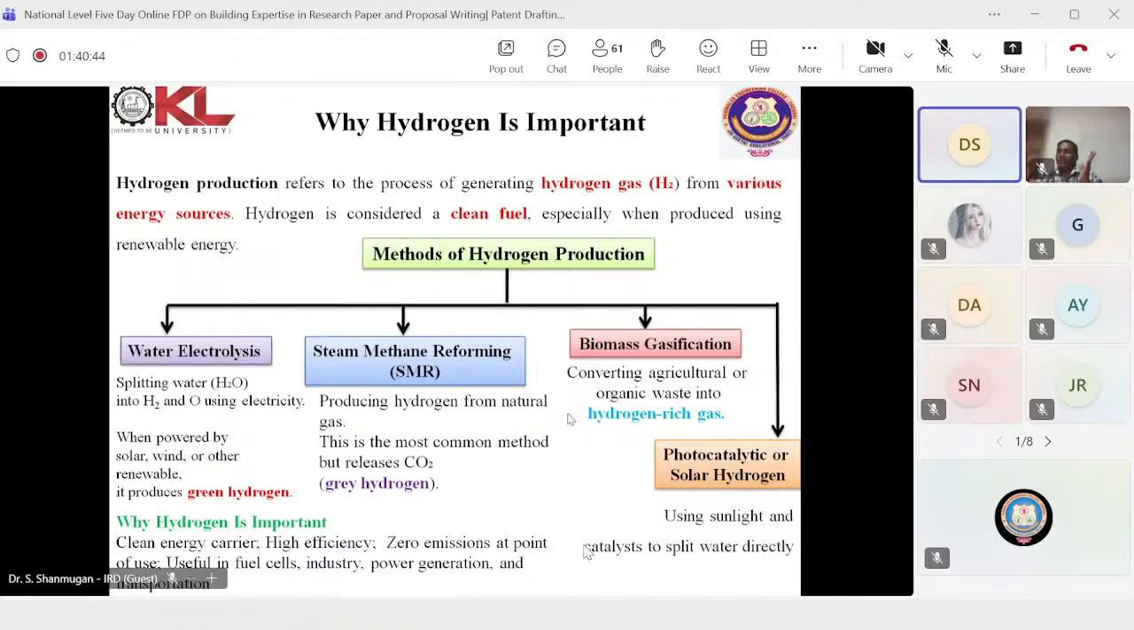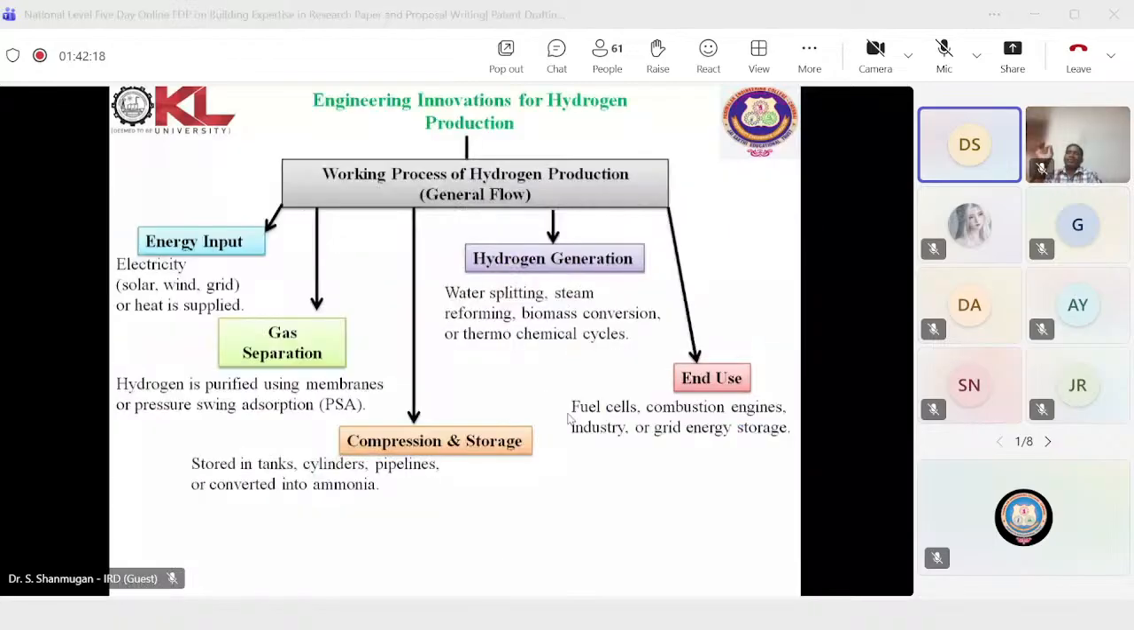So this is a very basic introduction on why hydrogen is important in the current situation for society. First of all, you should understand hydrogen, which you already know based on various energy sources. That is the first point. Hydrogen is only a clean fuel, and it should be produced only from renewable energy sources. The methods of hydrogen production are of 4 types, based on water electrolysis, SMR and engineering innovation.